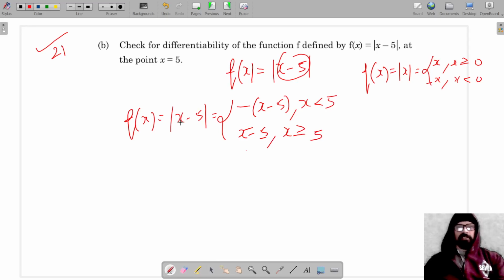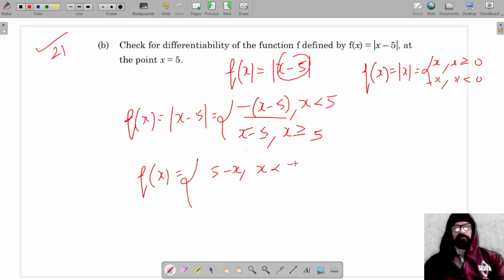Because if x is less than 5, then x minus 5 will be negative, and if x is greater than or equal to 5, this x minus 5 is positive. So finally, I can write this function as 5 minus x when x is less than 5, and x minus 5 when x is greater than or equal to 5.